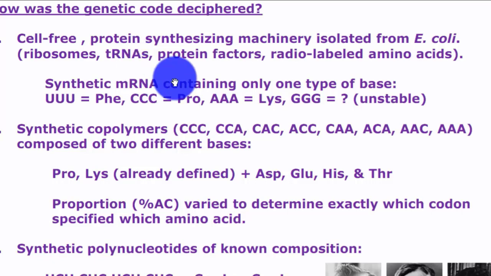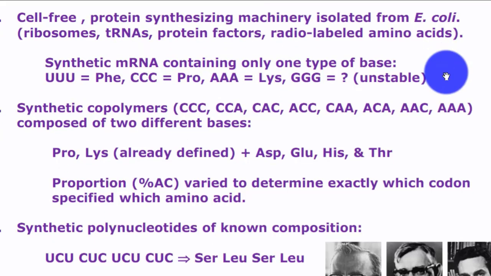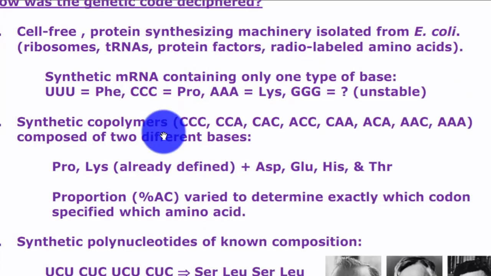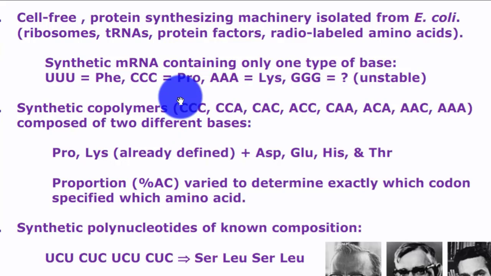A cell-free protein synthesis machinery was isolated from E. coli: ribosomes, transfer RNA, protein factors, and radio-labeled amino acids. Synthetic messenger RNA containing only one type of base was used. U is the code for phenylalanine. C is the code for proline. A is for lysine. And G?